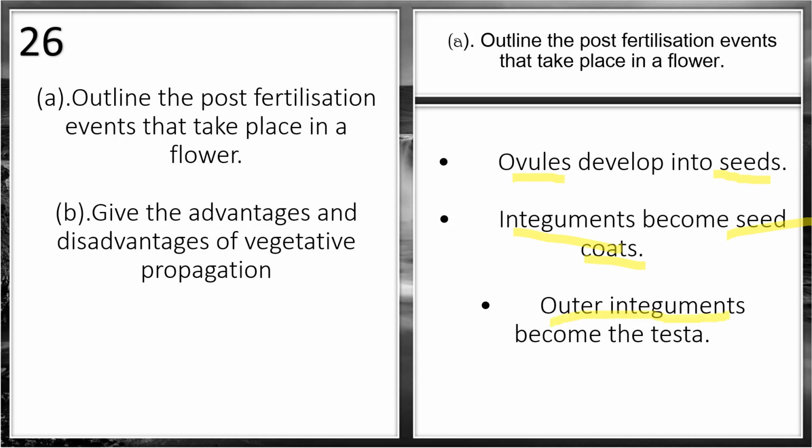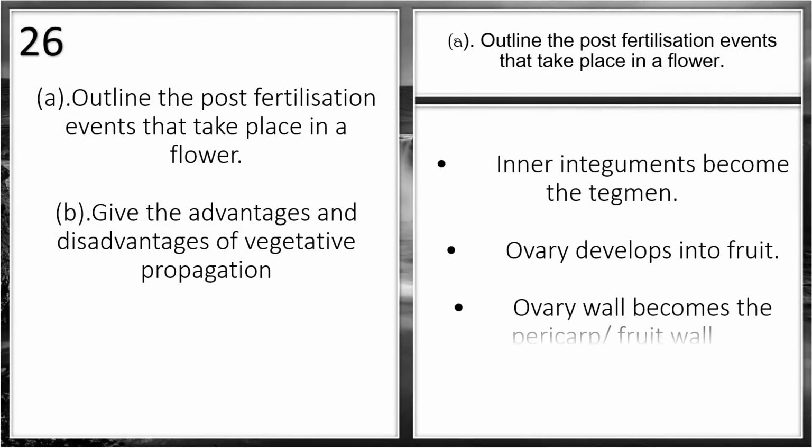The outer integuments become the testa. The inner integuments become the tegmen. The ovary develops into a fruit. The ovary wall becomes the pericarp or fruit wall.